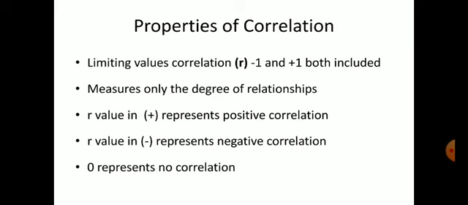The correlation measures only the degree of relationship. If we get a plus symbol, such as plus 0.6 or plus 0.8, we call it a positive correlation. If you get a minus symbol, such as minus 0.98, it tells us there is a high degree of negative correlation. And 0 represents no correlation. Fine, we will go further. We will be understanding the different methods.